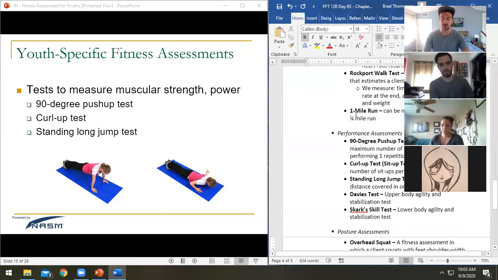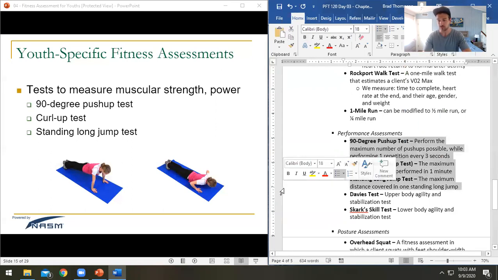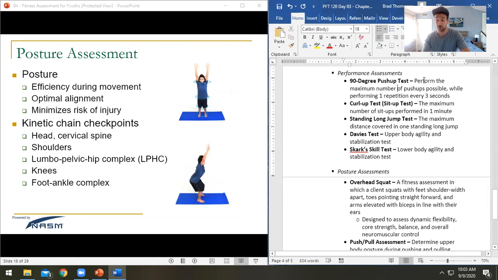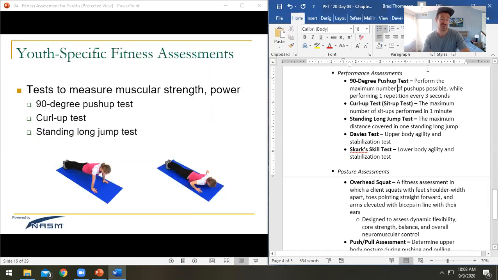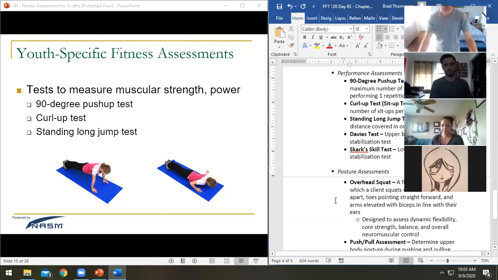For kids, because we are not going to do 1 rep max, instead we're going to look at these 3 main ones right here, which are really fun for adults too, by the way, just for the record. But there's the 90-degree push-up test, which is the maximum number of push-ups possible by doing 1 repetition every 3 seconds, which does not sound that hard, but it is much harder than you would think.